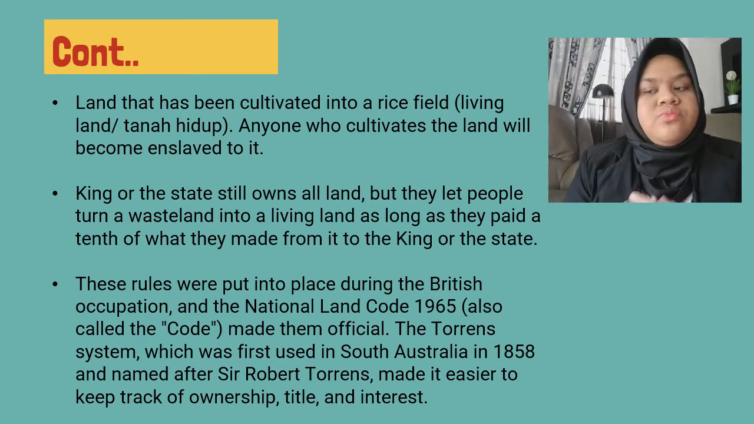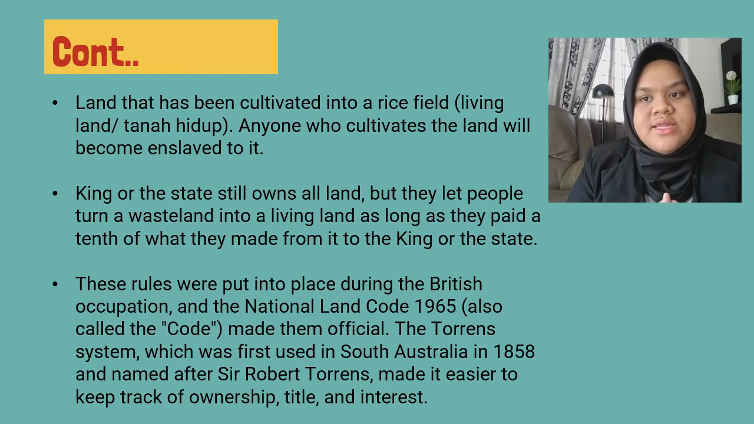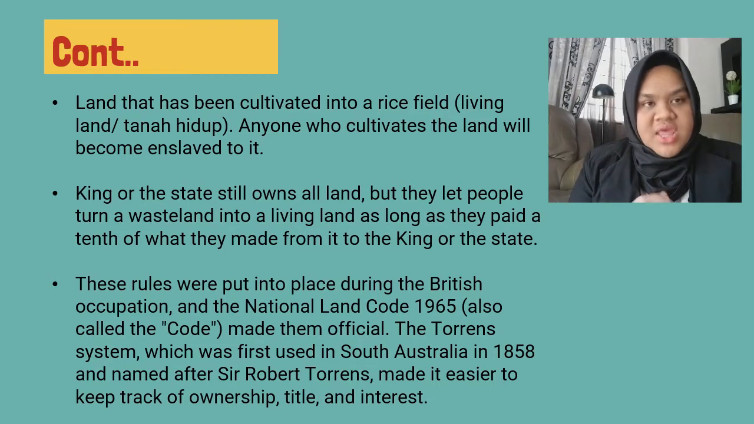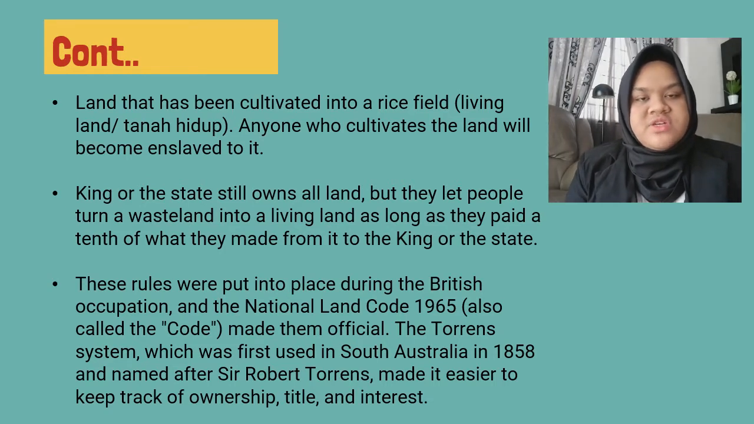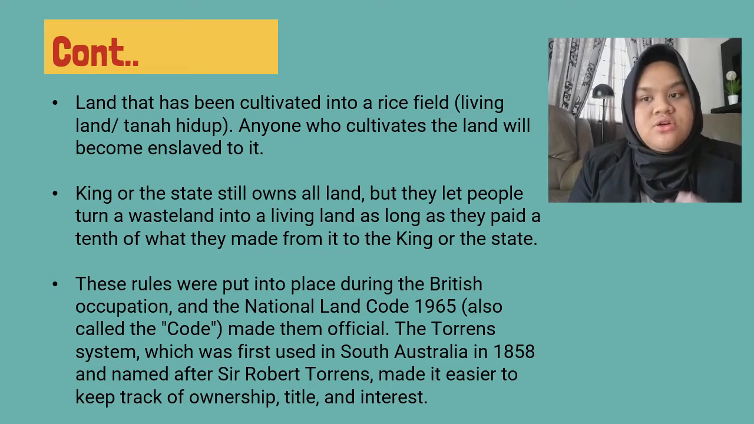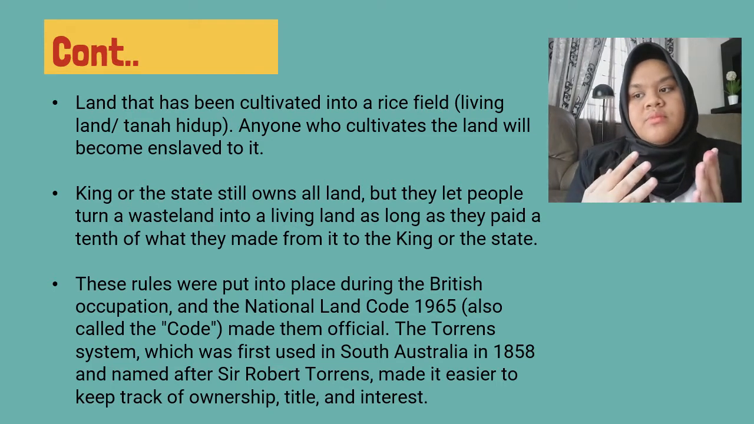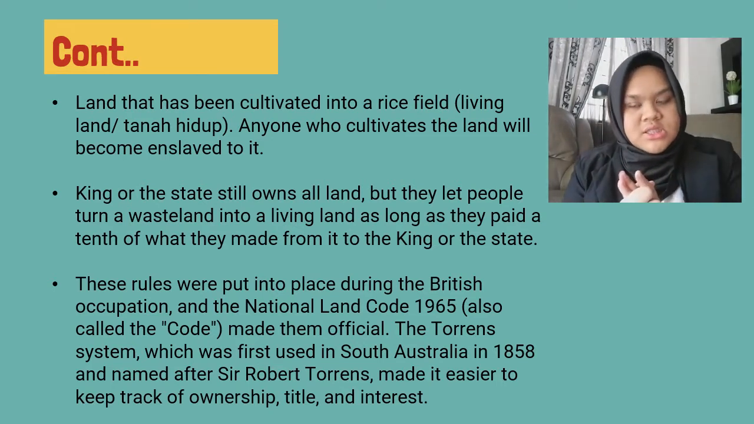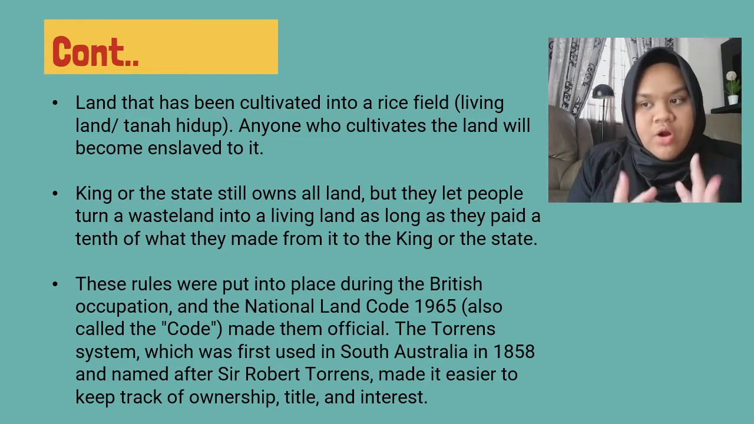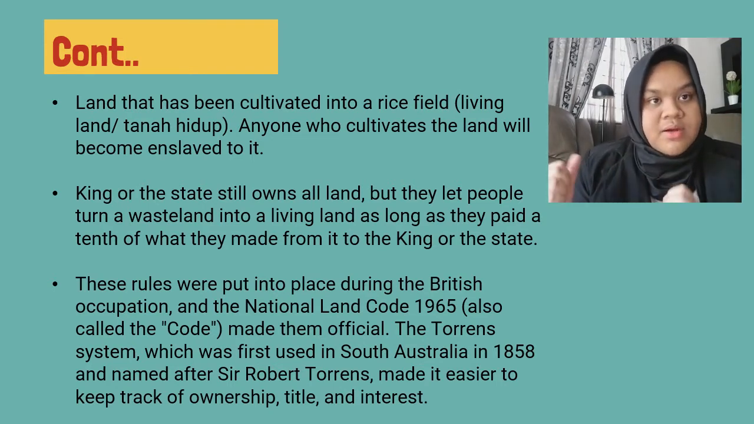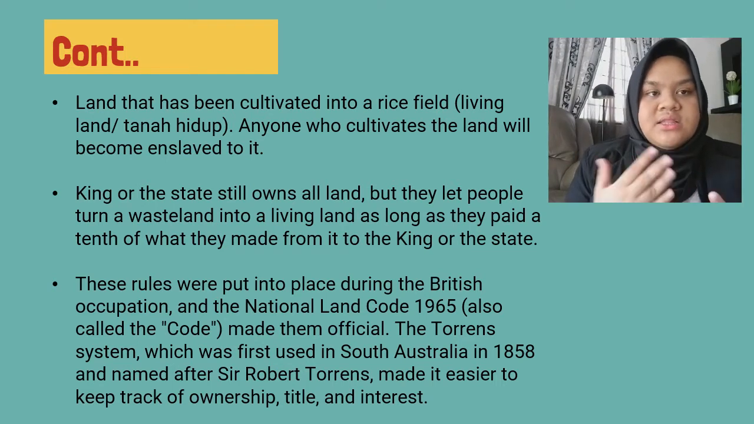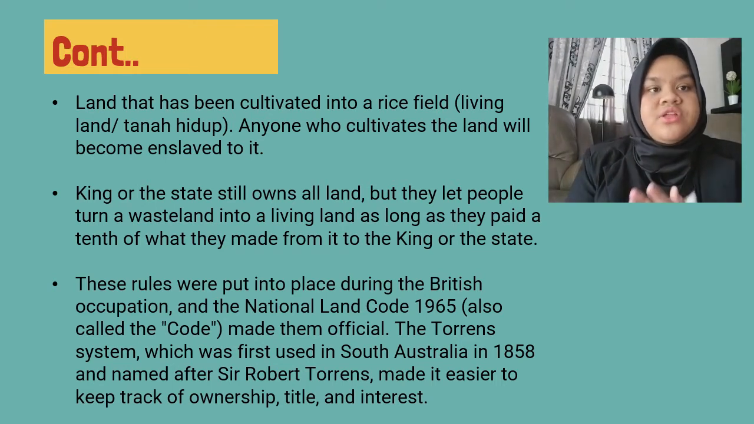These rules were put into place during British occupation, and the National Land Code 1965, also called the Code, made them official. The Torrens system, which was first used in South Australia in 1858 and named after Sir Robert Torrens, made it easier to keep track of ownership, title, and interest. So in conclusion, in Malaysia, squatters have no legal or equitable rights. Despite the fact that this is a serious problem that has support from the general public, no action can be taken until Parliament changes the law governing squatters' rights.